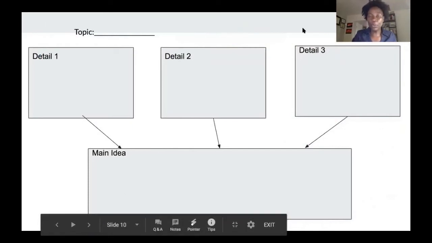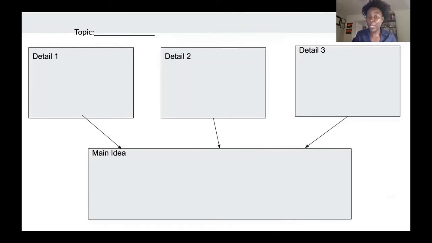Like I said before, we will be needing a second graphic organizer. So quickly go ahead and draw this graphic organizer. This graphic organizer has 3 detailed boxes instead of 2, so make sure you have enough space for the third box. I'll give you a few seconds to do so.